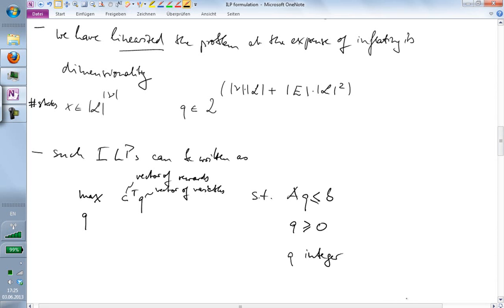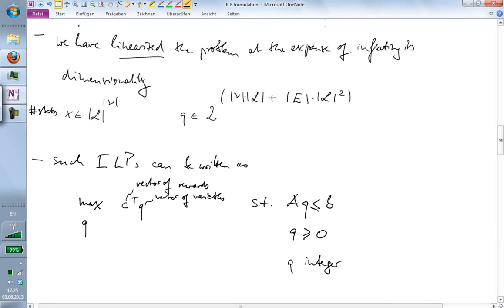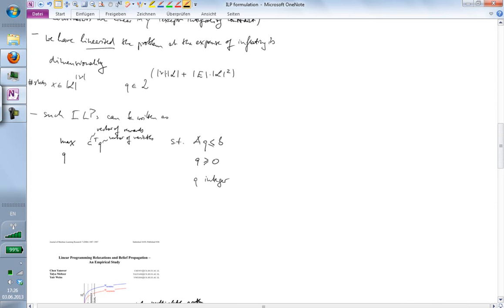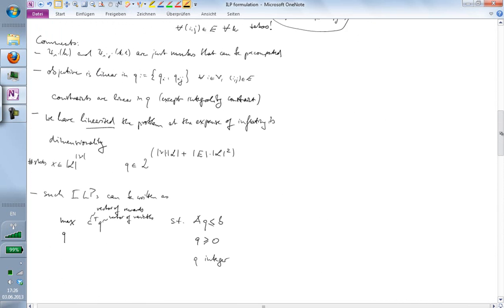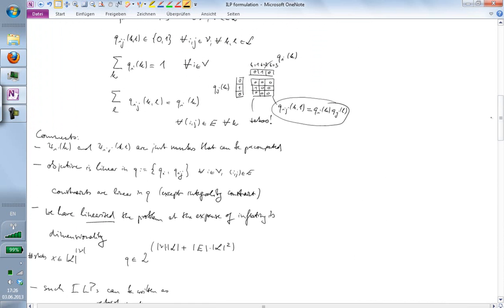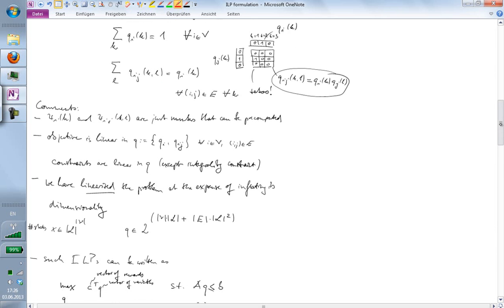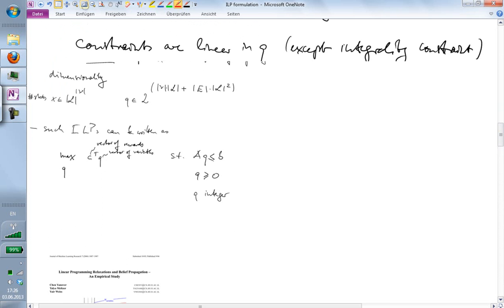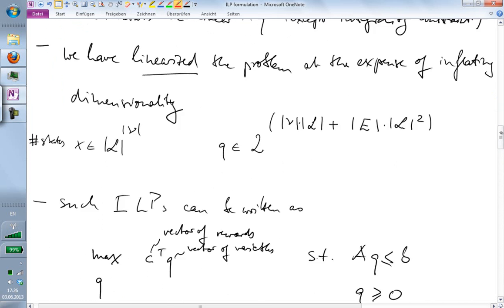And as a minor comment, we had in the constraints not inequality, but we had equality constraints. So if I scroll back up, you see I had an equality constraint here and an equality constraint there, rather than an inequality constraint. But equality constraints you can always express through inequalities.